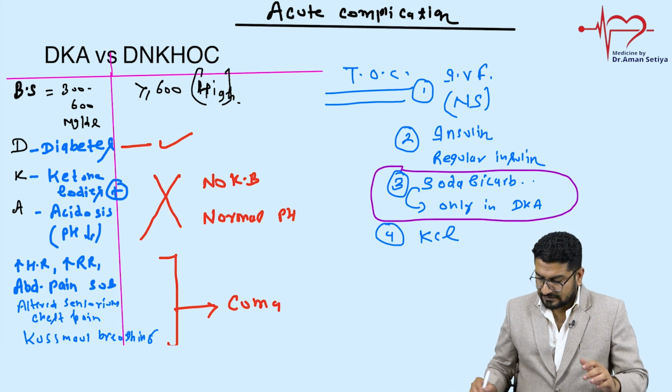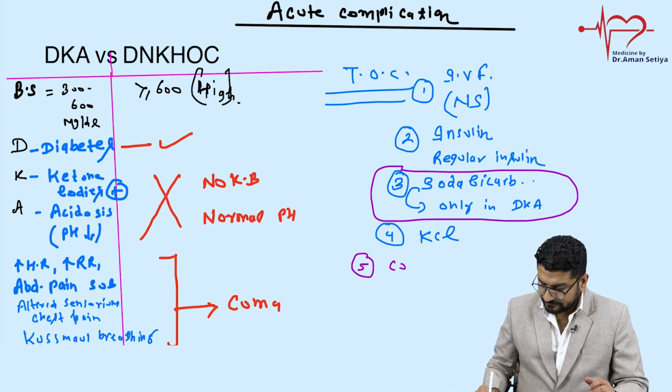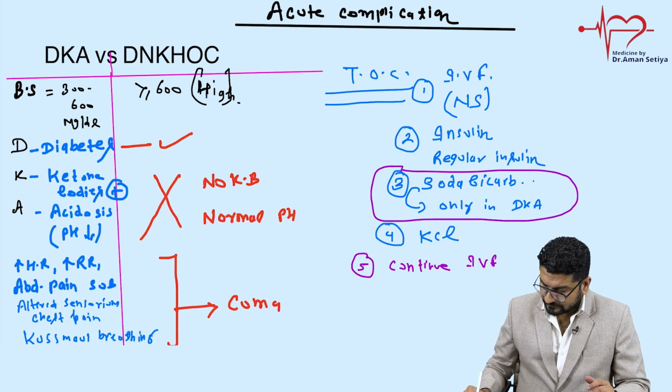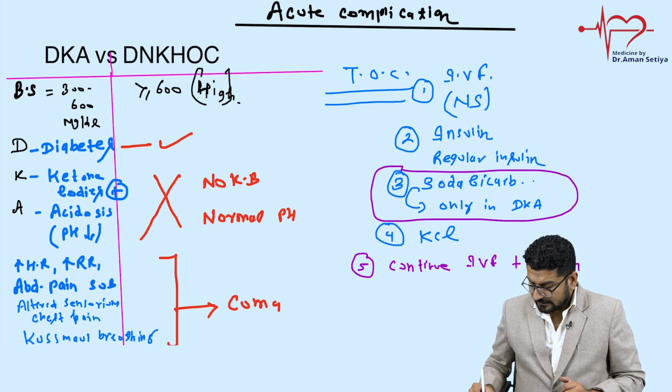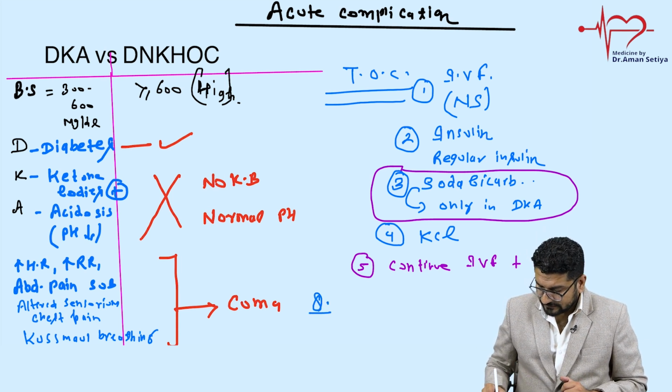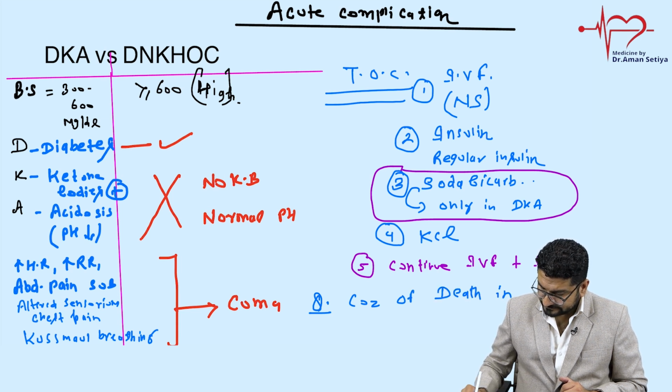Then last thing, we continue IV fluid and insulin via infusion. So this is how we manage DKA and coma, right? Now the question they ask in exam is, what is the cause of death in DKA? The cause of death in DKA is cerebral edema.